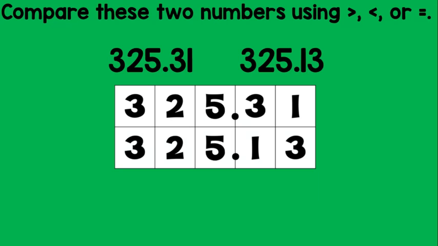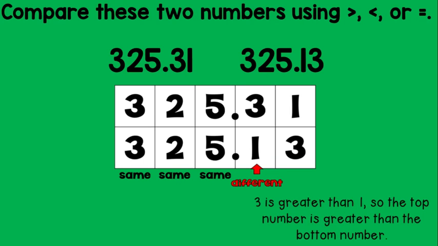Well, let's look at the numbers individually. We've got the 300 and the 300. We've got the 2 and 2 for the 20s in the tens spot. We've got two fives in the ones place. We've got the decimal point. I see a difference there. We've got a 3 in the tenths place at the top and a 1 in the tenths place at the bottom. 3 is greater than 1, so the top number is greater than the bottom number. This means 325 and 31 hundredths is greater than 325 and 13 hundredths.